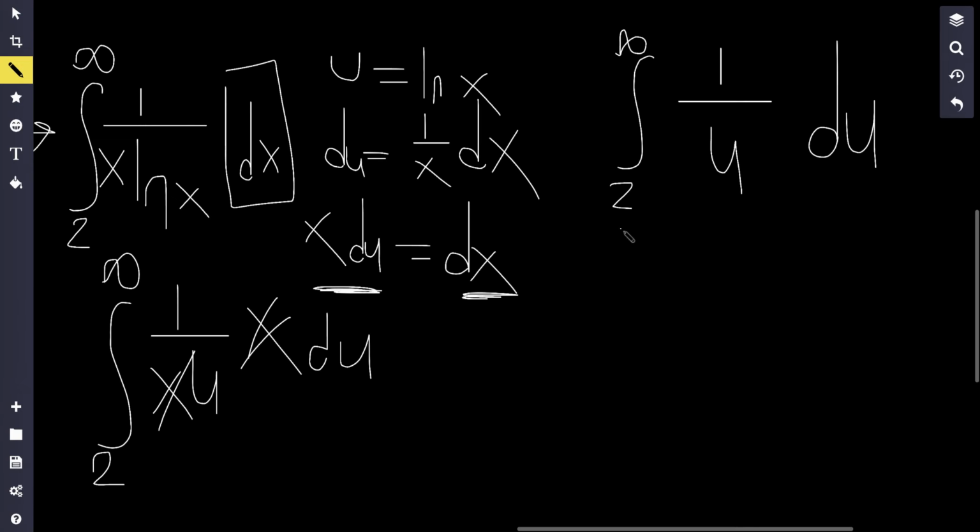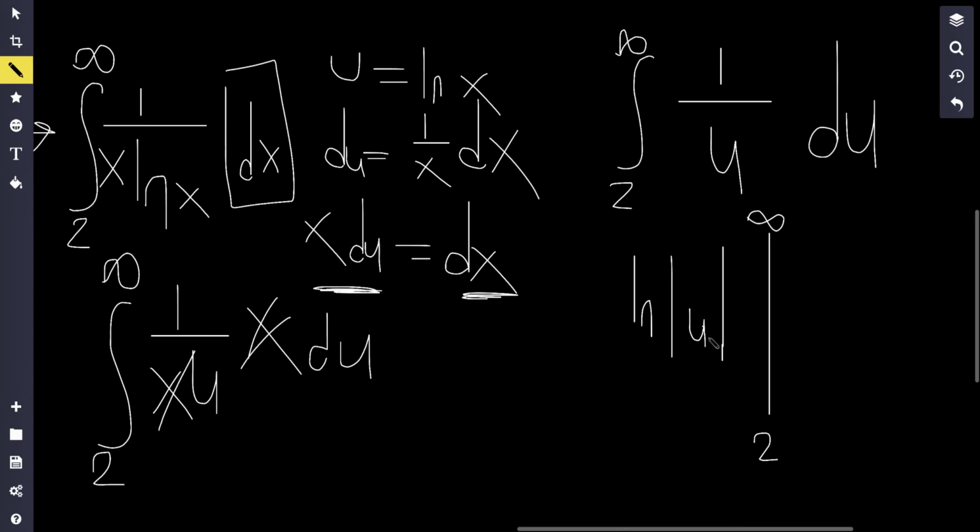I prefer not to change my bounds of integration. So what I'm going to do is, once I get my desired value, I'm going to resubstitute ln x for u, and after that I plug in my bounds. So here's what I mean. 1 over u, of course, integrate that. That's going to be ln of the absolute value of u, right? And we have to evaluate this from infinity to 2.